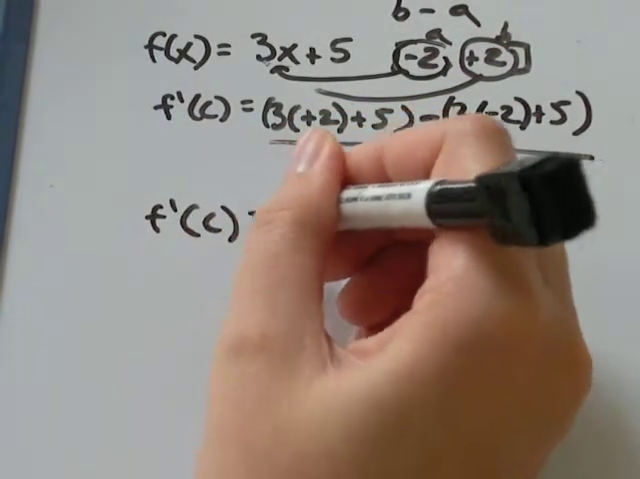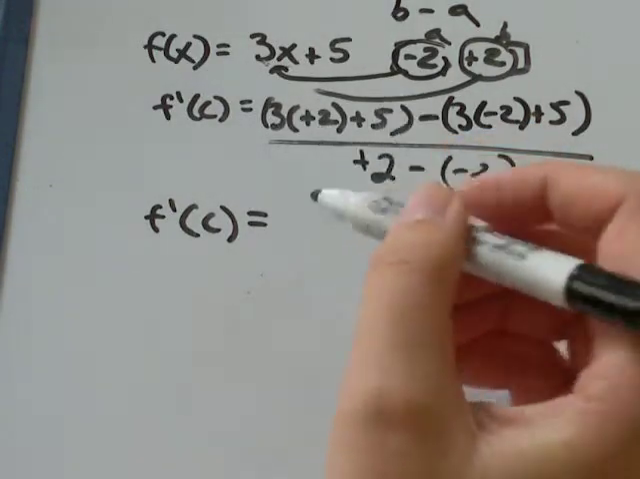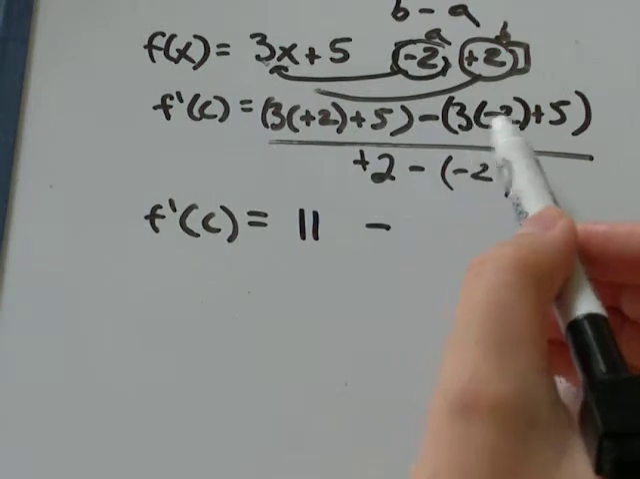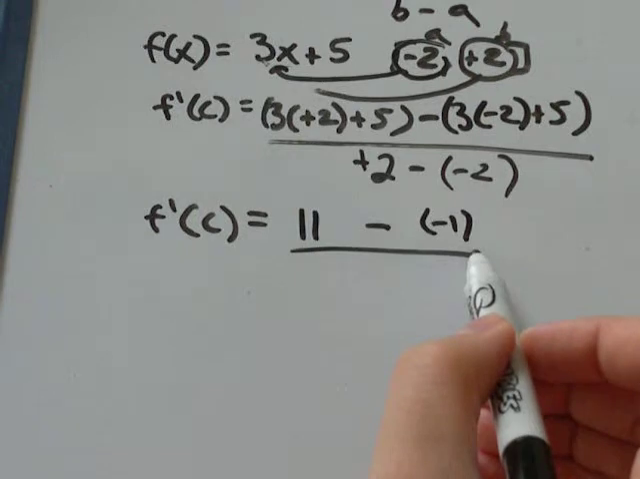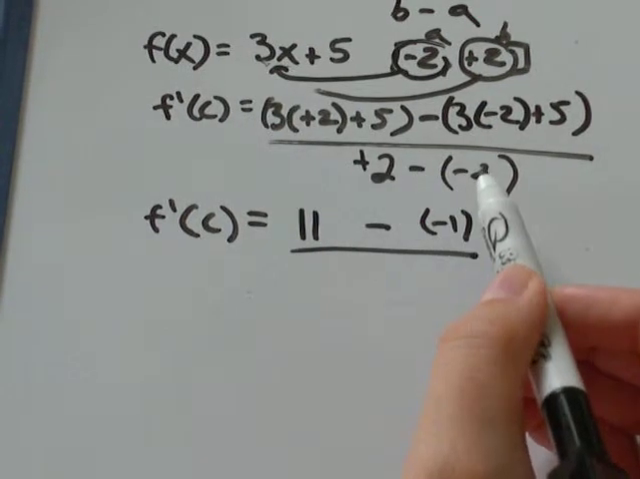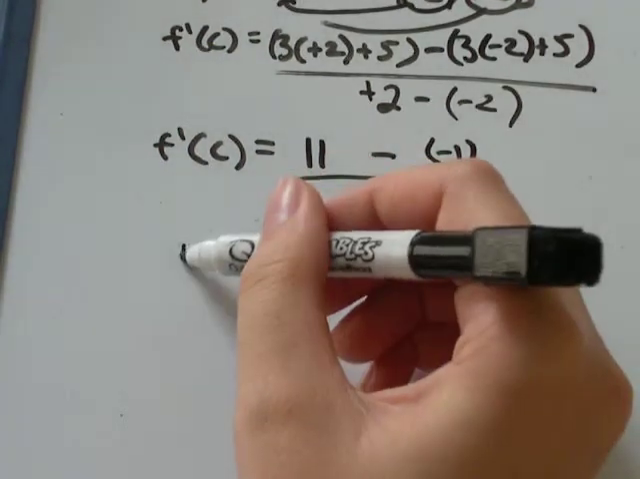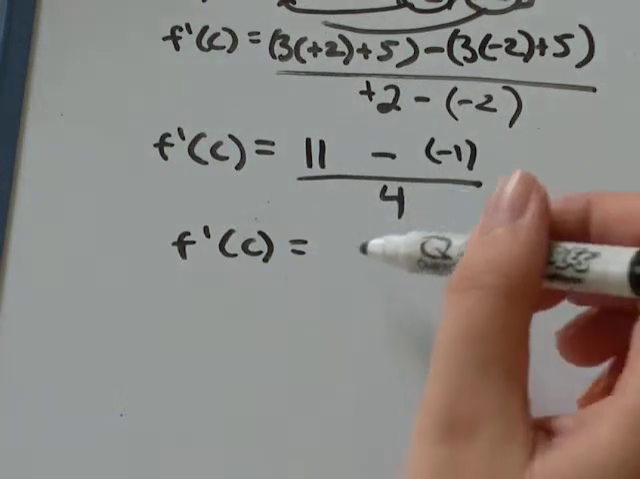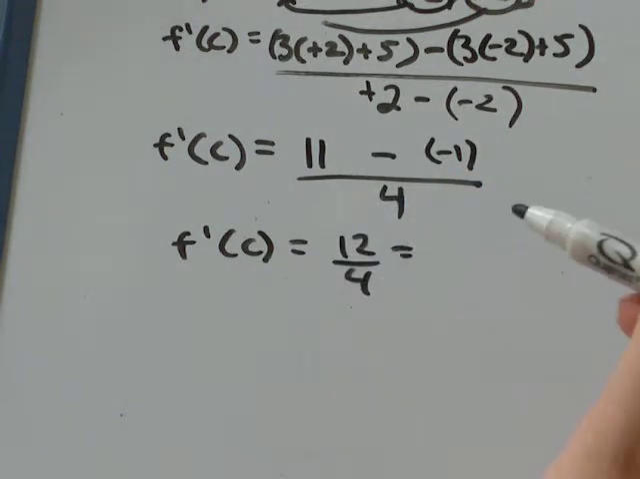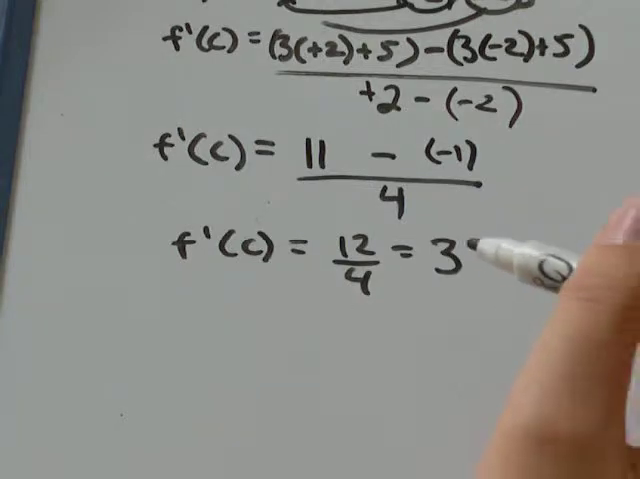And then just simplify as much as you can. F prime of C, what we're solving for, don't know it, equals 3 times +2 is 6, plus 5 is 11, minus 3 times -2 is -6, plus 5 would be -1, over +2 minus -2, that's the same as +2 plus 2, will be 4. So F prime of C would be 11 minus -1, is 11 plus 1, would be 12 over 4. 12 over 4, same as 12 divided by 4. It's just 3. So we know that the slope of the tangent line is equal to 3.